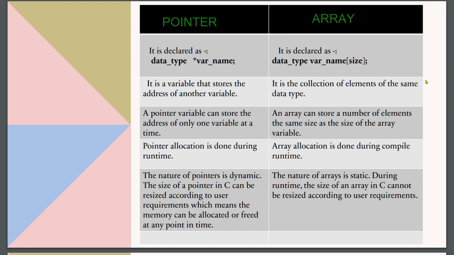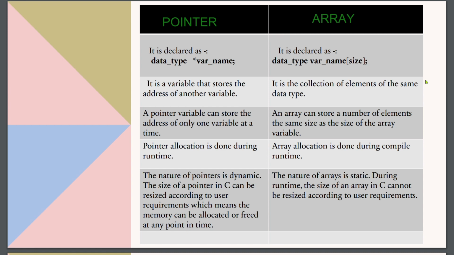The third differentiation is a pointer variable can store the address of only one variable at a time. It can store the address of one variable. Mark the line: one variable address can be stored at a particular time in a pointer. In the other case, an array can store a number of elements the same size as the size of the array variable. You have fixed the size of the array, and according to that, you have to insert elements in the array.